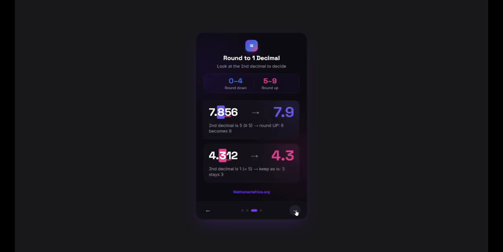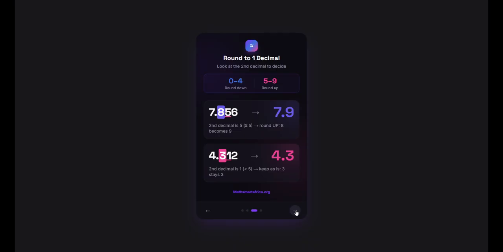Here, round to 1 decimal. Now you look at the second decimal to decide. If the second decimal is between 0 and 4, you round down. If the second decimal is between 5 and 9, you round up.